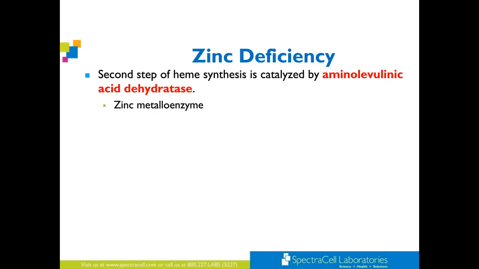The second step of heme synthesis is, once again, dependent upon this particular enzyme, which is zinc dependent. And so once again, this is why zinc deficiency can cause a low hemoglobin. And when we have a low hemoglobin, we often see a microcytic type of anemia. So B6 deficiency can give us a microcytic and hypochromic anemia. Zinc deficiency can do the same. Iron deficiency can do the same.